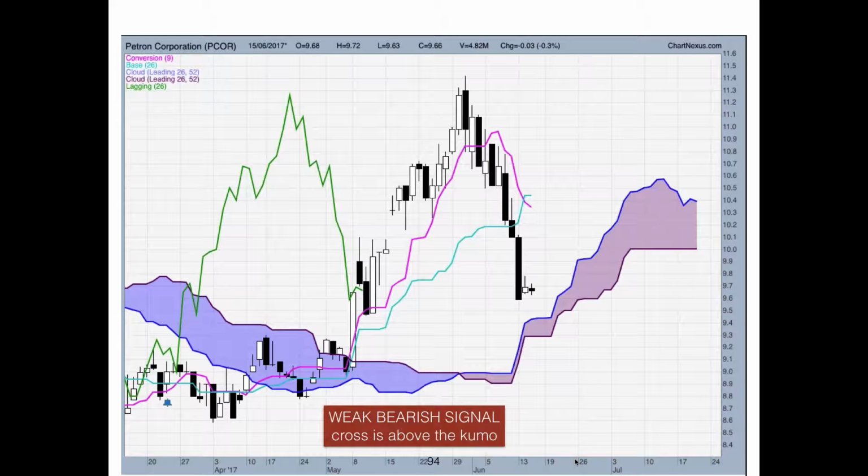Now, a weak bearish signal is produced if the Tenkan-sen crossover happens above the Kumo. In this chart of PCOR, we see a weak bearish signal above the Kumo. This will result in some sideways movement thereafter.